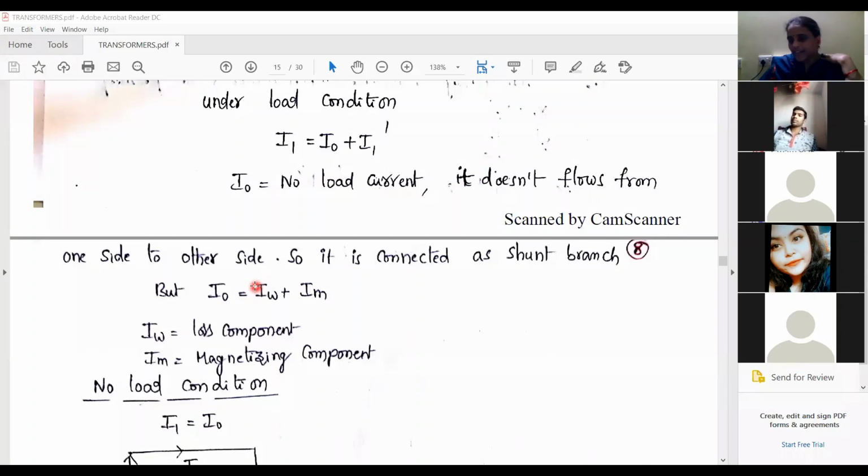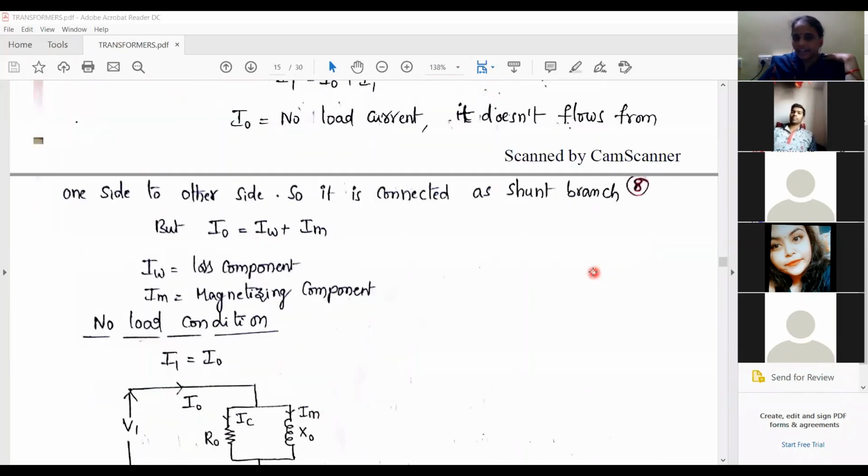So this current will not flow from the secondary to the primary. Because of the principle of mutual induction, the EMF will be produced. Voltage is induced in the primary, and because of that, the flux will be produced. So we are not going to connect this branch; I am taking this as a shunt branch. Shunt means parallel. Because I0 is a no load current, it does not flow from one side to another, so it is connected as a shunt branch. Is it clear?